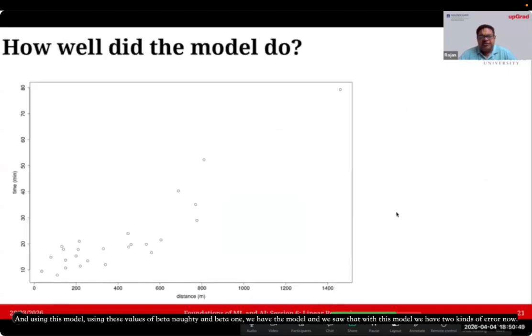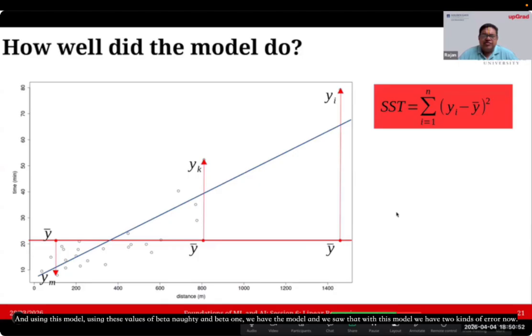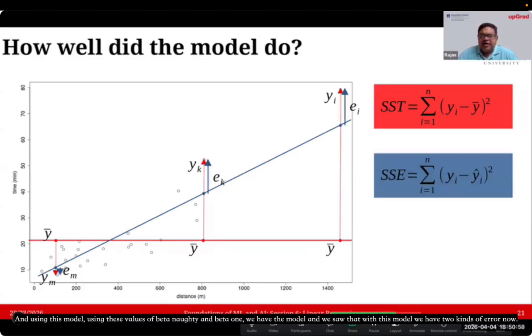Using these values of beta naught and beta 1, R squared is 0.75, and using this, the denominator becomes 0.25. Therefore, VIF becomes 4. So we have the model, and R squared for this model is 75%. We saw that with this model, we have two kinds of errors now.